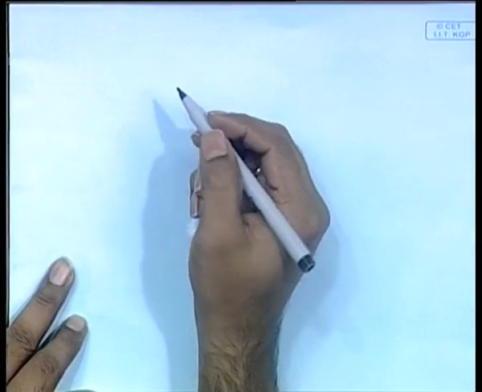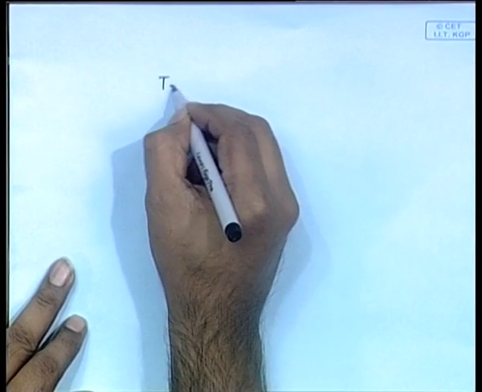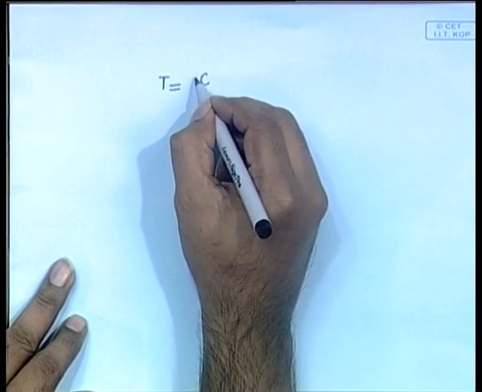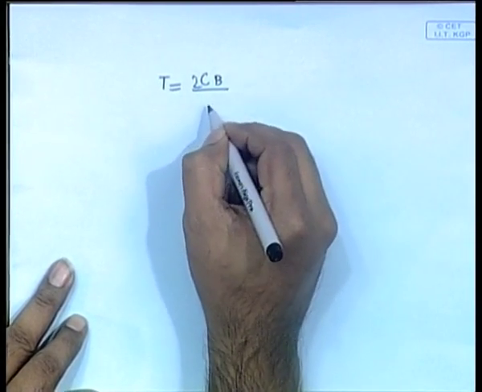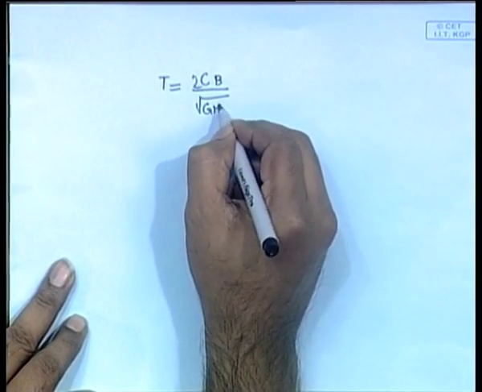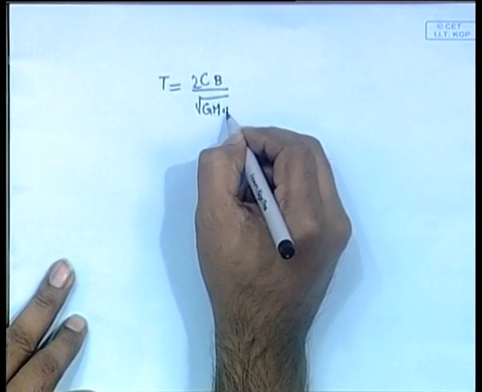You will see this in the ship dynamics course. These degrees of freedom produce different types of motion, one of which is the roll. Roll is an angular motion, not really a displacement motion. Now, the time period of rolling is defined as C B by root GM effective, the effective GM of the ship.